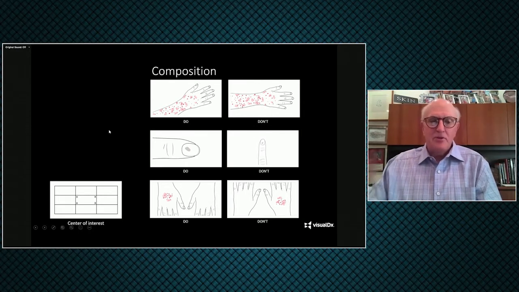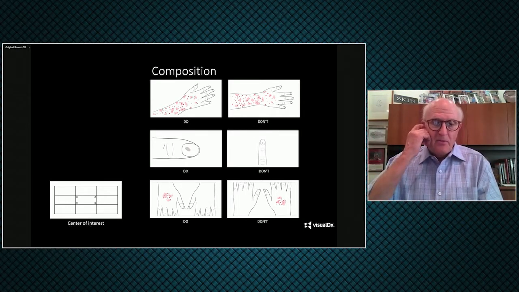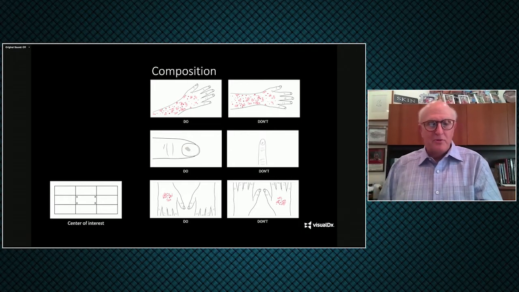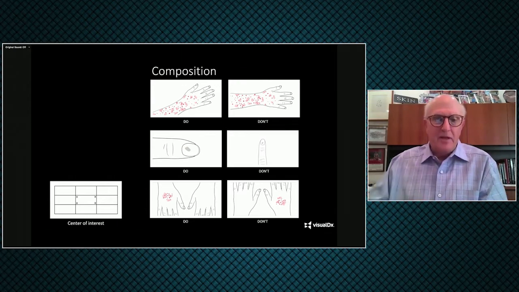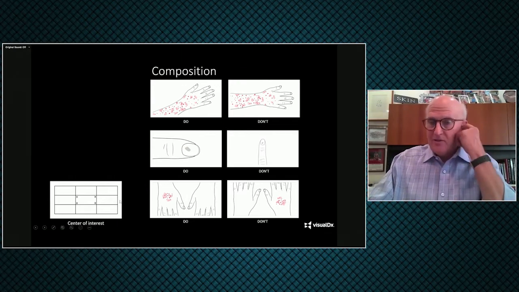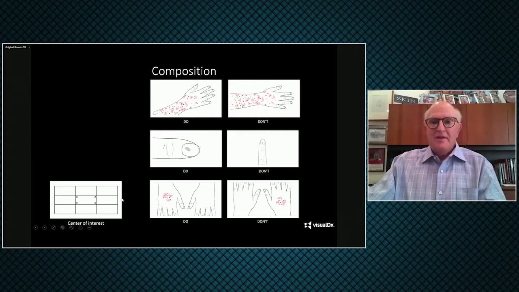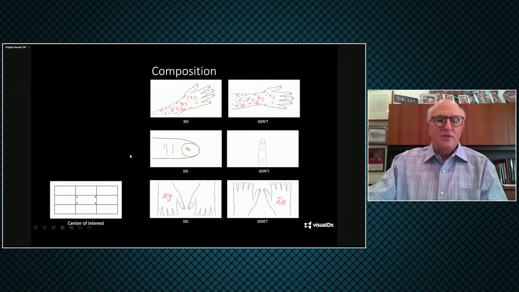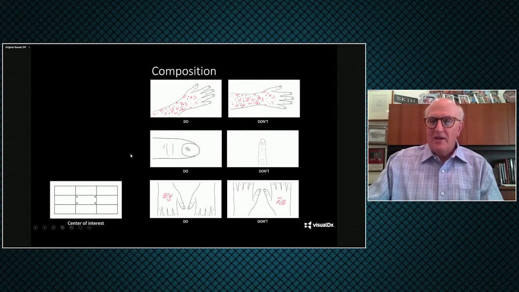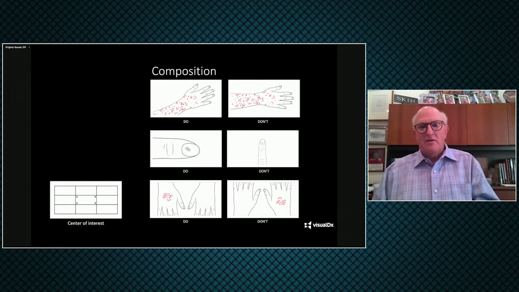Okay, so the composition. This is from an article that was written in 1962. It was published in The Lancet. It relates to the cameras that we used to use that were single lens reflex, where we were taking pictures with Kodachrome or whatever other film you were using. But the center of interest, these are all depictions of what was in that article, because we can't use the actual ones that were in the article.